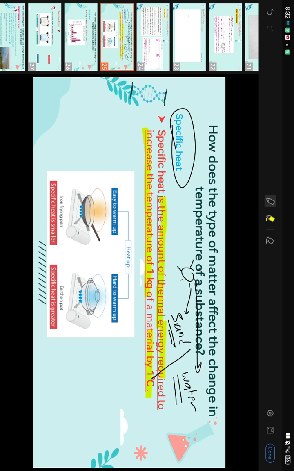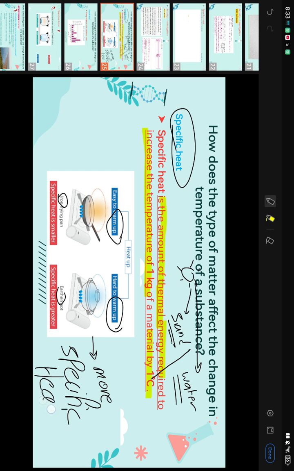Here we have also another example of specific heat. Here we have two pans, one made of iron and the other one an earthen pot. We can see the iron heats fastest, so it is easy to warm up. This one is hard to warm up. That means it has more specific heat. Okay, so let's keep going.